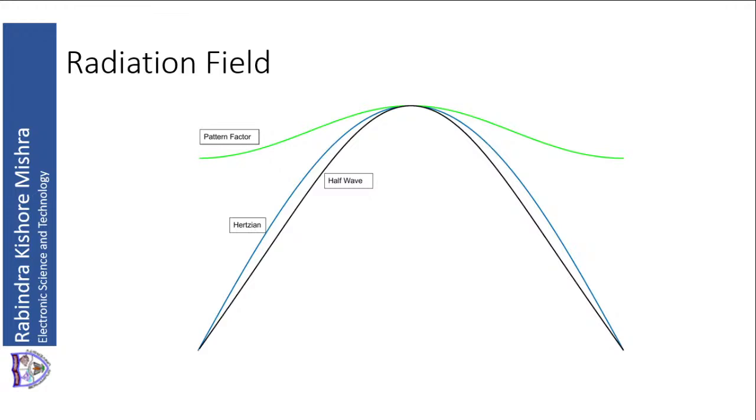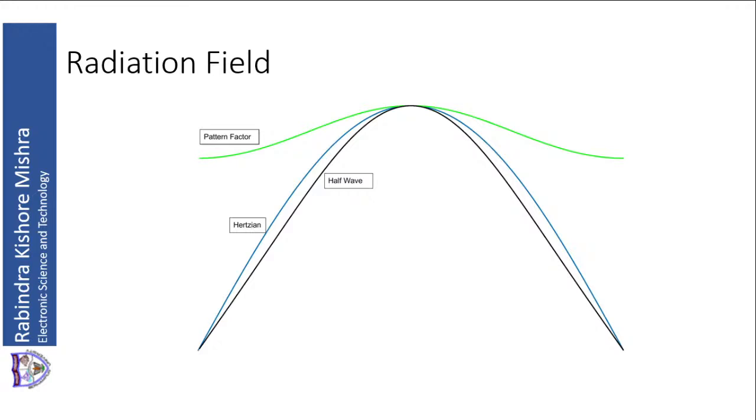Therefore, as you move away from theta equal to pi by 2, the amplitude gradually tapers down. You can see here, either towards 0 or towards 180 degrees, the amplitude is tapering down. As you go to the end fire directions, theta equal to 0 or theta equal to 180 degrees, it is 0 or minimum. So this distribution you can see from the blue lines.